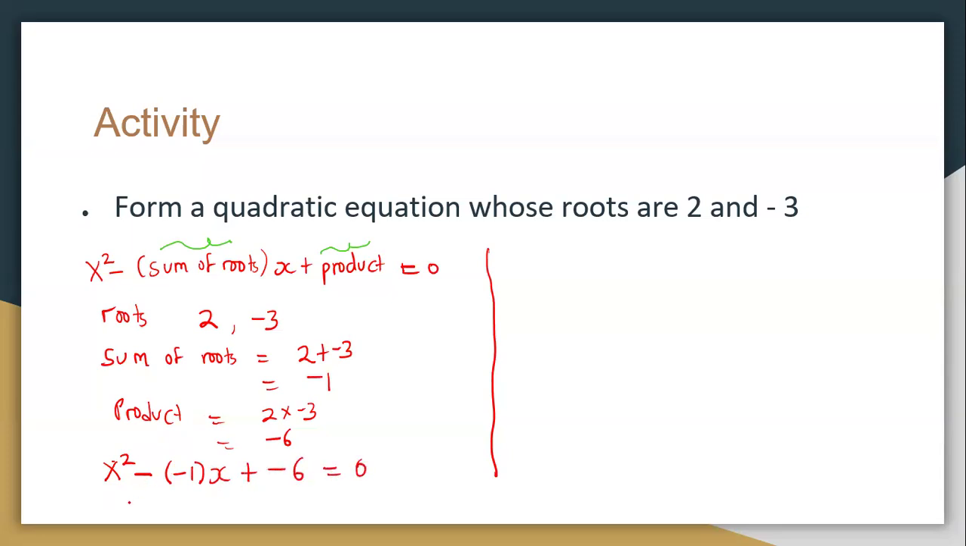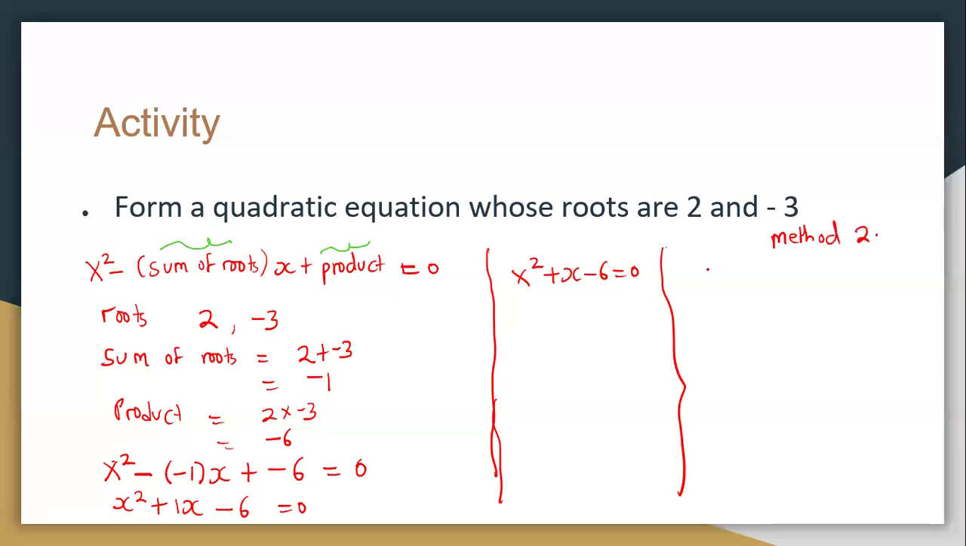Negative and negative we read as positive, so I have x squared plus 1x minus 6 is equal to 0. Therefore, I can write our equation in a better way as x squared plus x minus 6 is equal to 0.